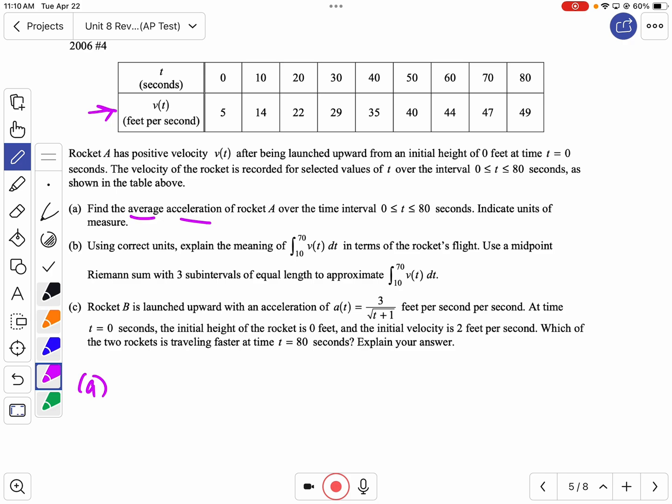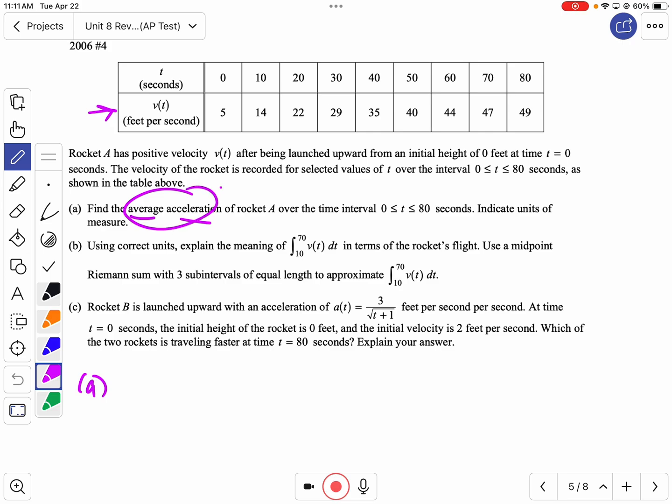Y'all are thinking too hard. Trapezoid? Nope. We don't have a function to take a derivative of, so how can I calculate a derivative? How can I calculate a rate of change if all I have is data? Oh, the last one minus the first one. I do the slope. Yep, we do the slope.